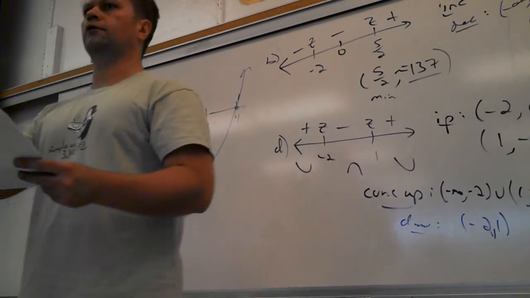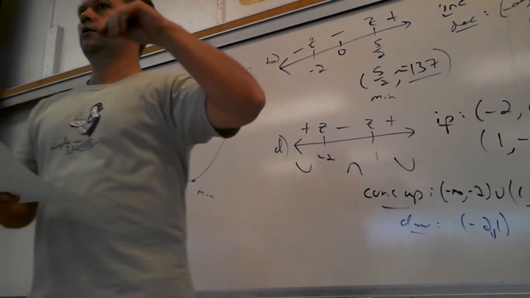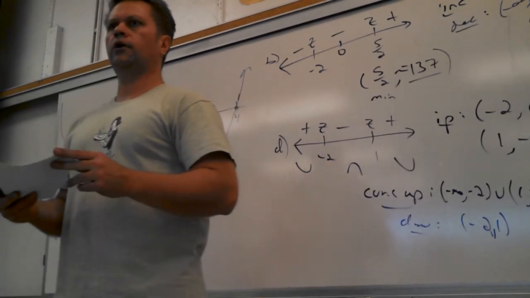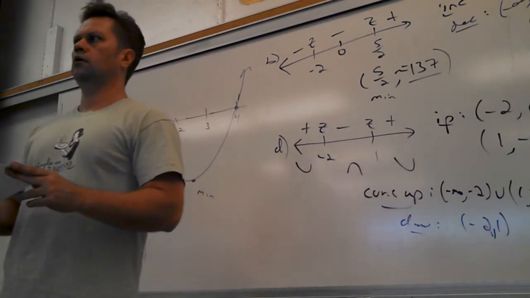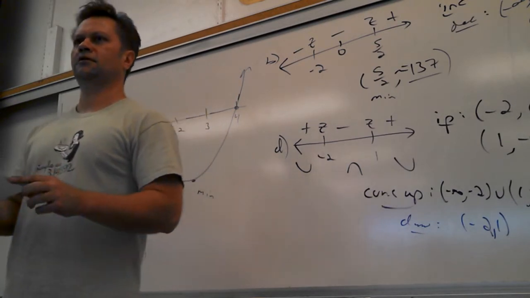What else do you know is going to be on there for sure? Related rates. Concavity, inflection. Related rates. Optimization. Implicit might not be, but we'll see. It could be.